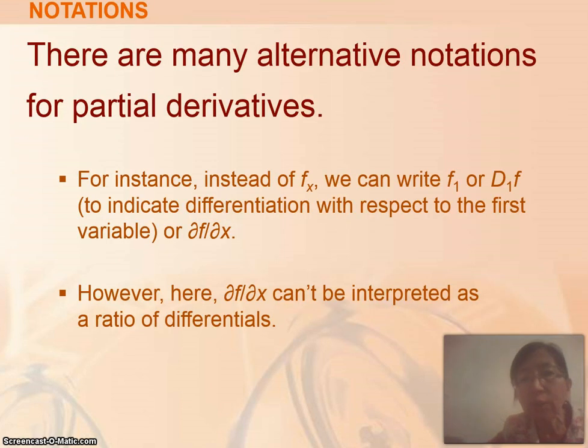There are many alternative notations for partial derivatives. For instance, instead of f_x, we can write f_1 or D_1 f to indicate differentiation with respect to the first variable, or df/dx. However, here df/dx can't be interpreted as a ratio of differentials.